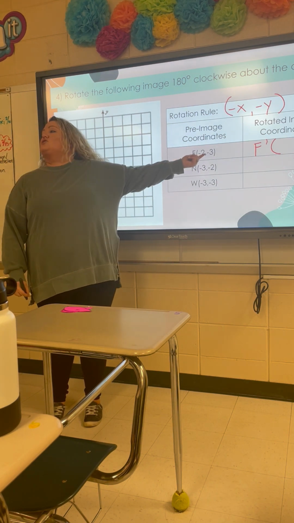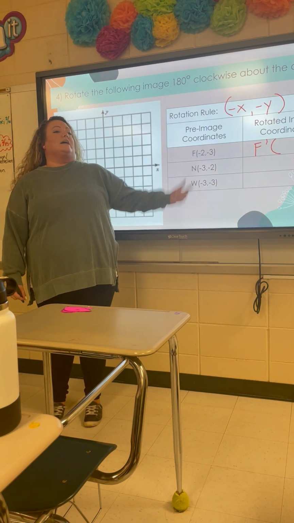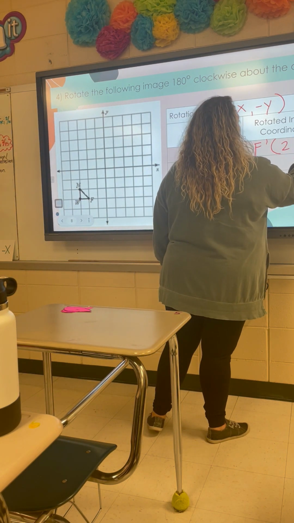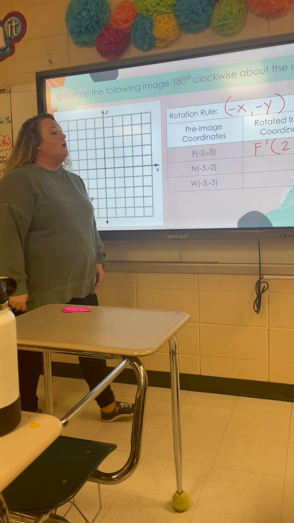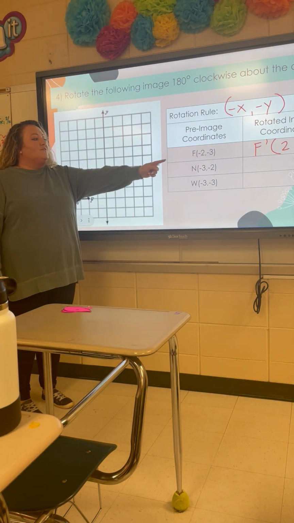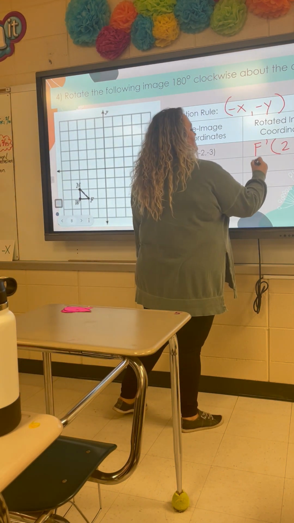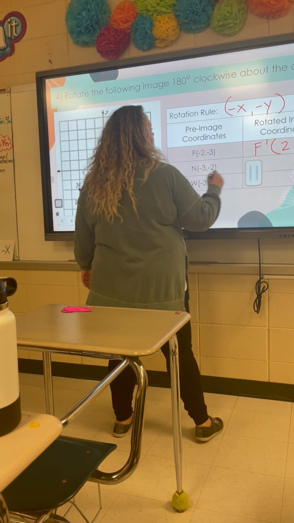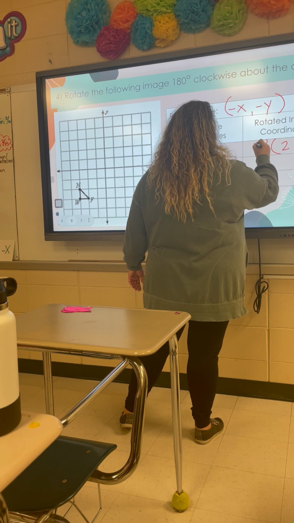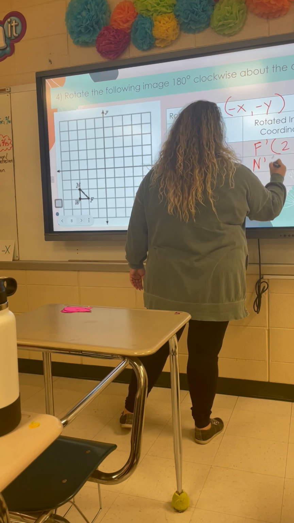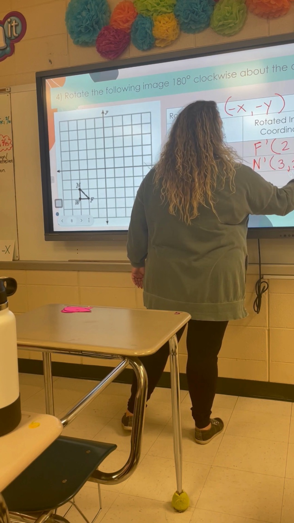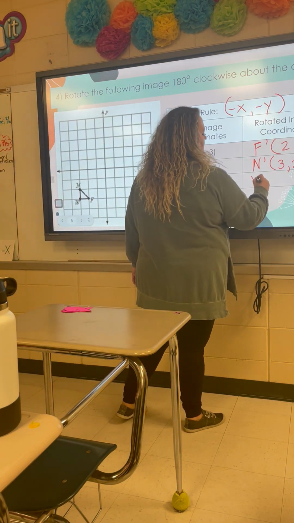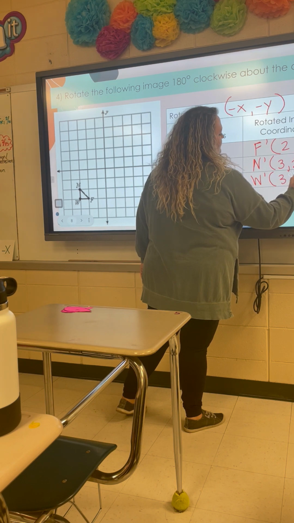So they're both just changing signs. So negative 2 and negative 3 is going to become what? A positive 2 and a positive 3. 2, 3. All right. Negative 3, negative 2 is for point N, so N prime. Will be what? 3, positive 2. And W prime? 3, positive 3. Good.